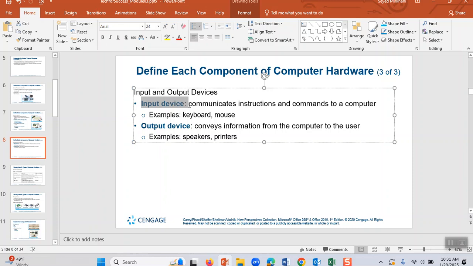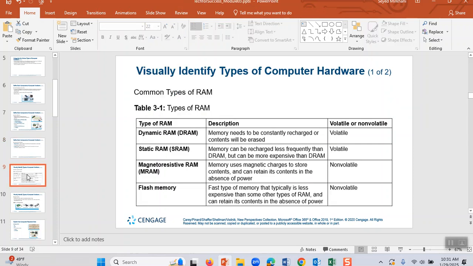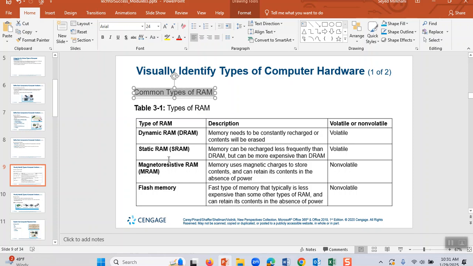are the output devices. Input devices are what you use to input the information in the computer. You use keyboards to type something. You use a mouse. These are called input devices. Output devices are like printers and speakers. Therefore, these are the different components of hardware. And here are different common types of random access memory. And these are different types of them.